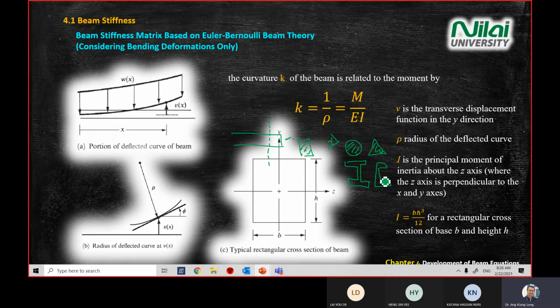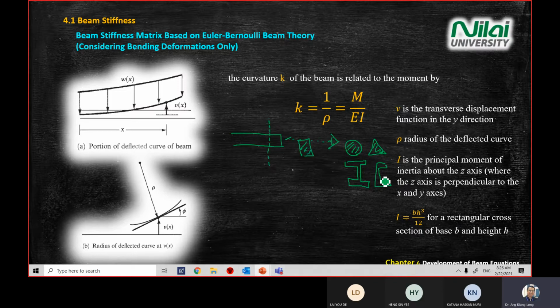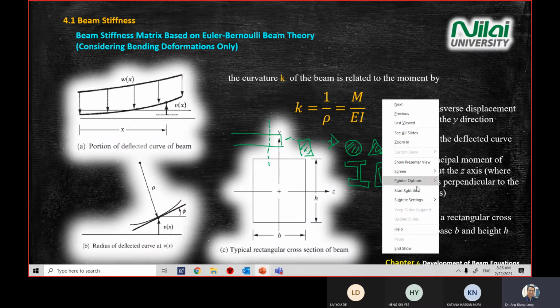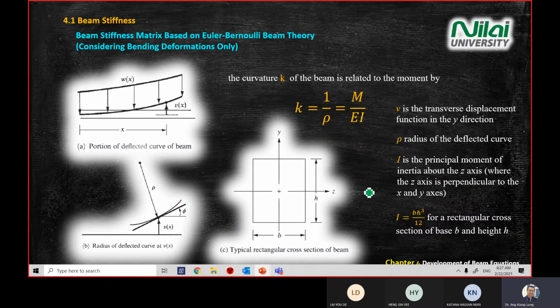However, I included a new appendix in Moodle, so I uploaded it already. You can go and have a look. It's Appendix D in Moodle that you can refer to. All right, I think all this you already learned before in your previous module. So again, B and H are just the width and the height of the cross section.